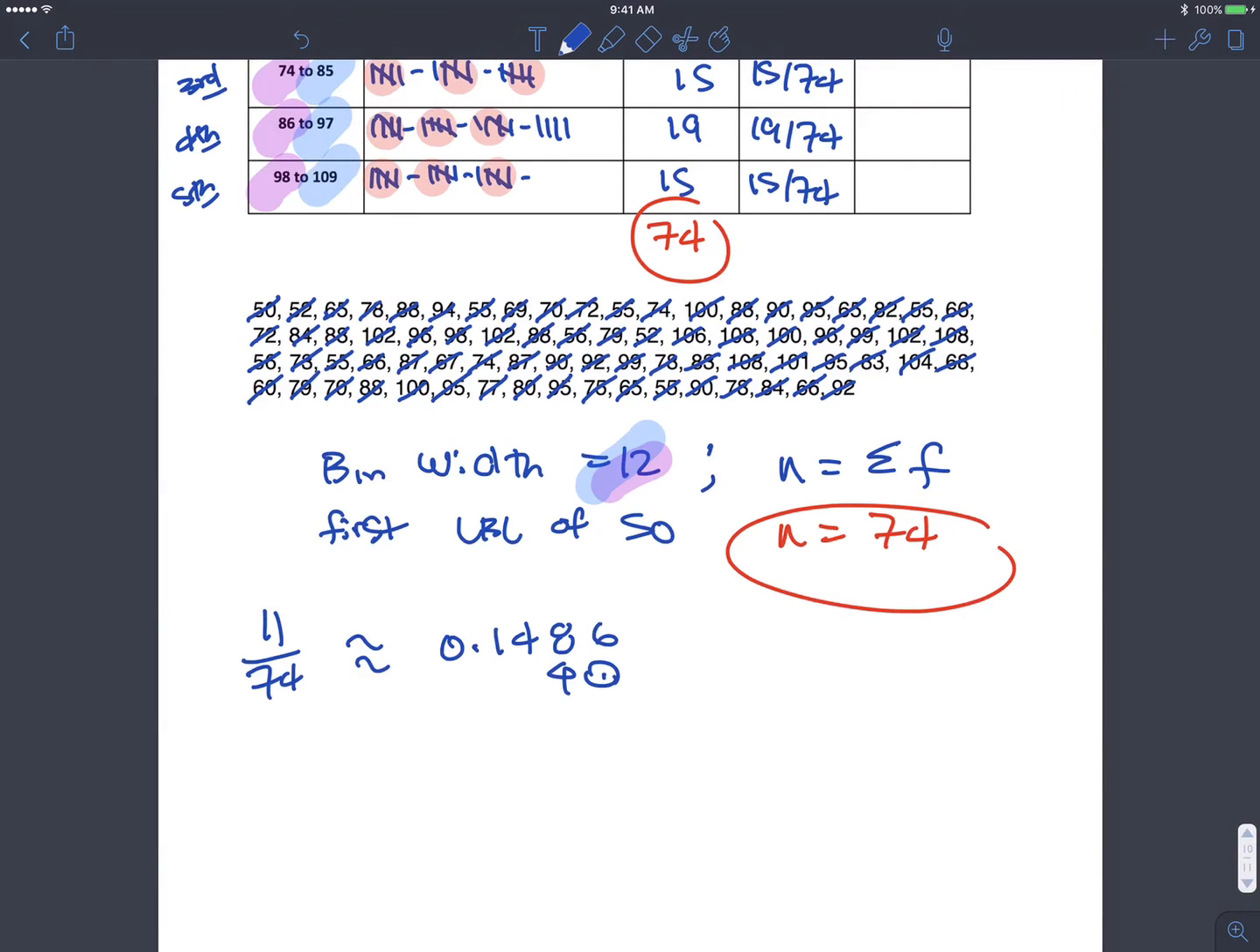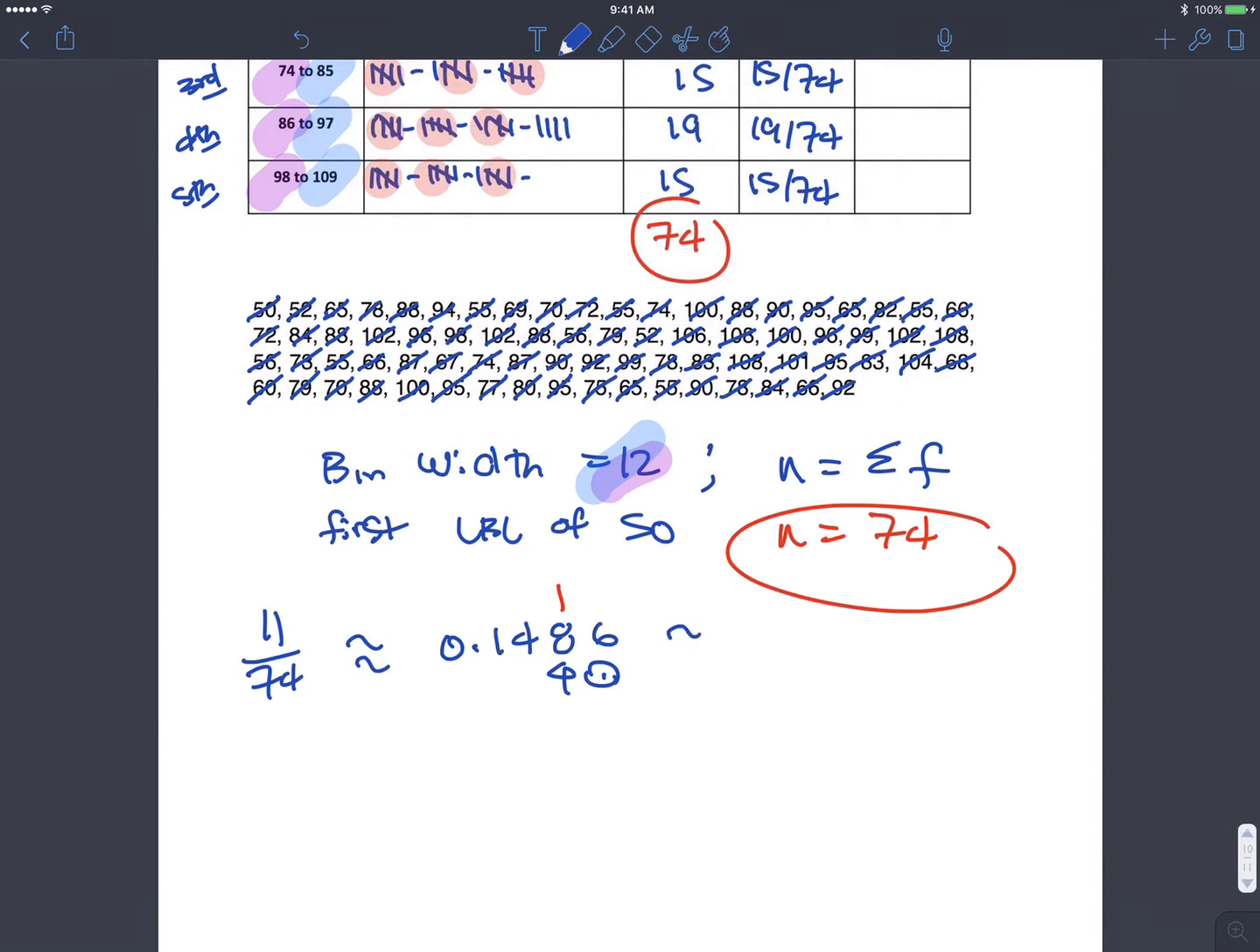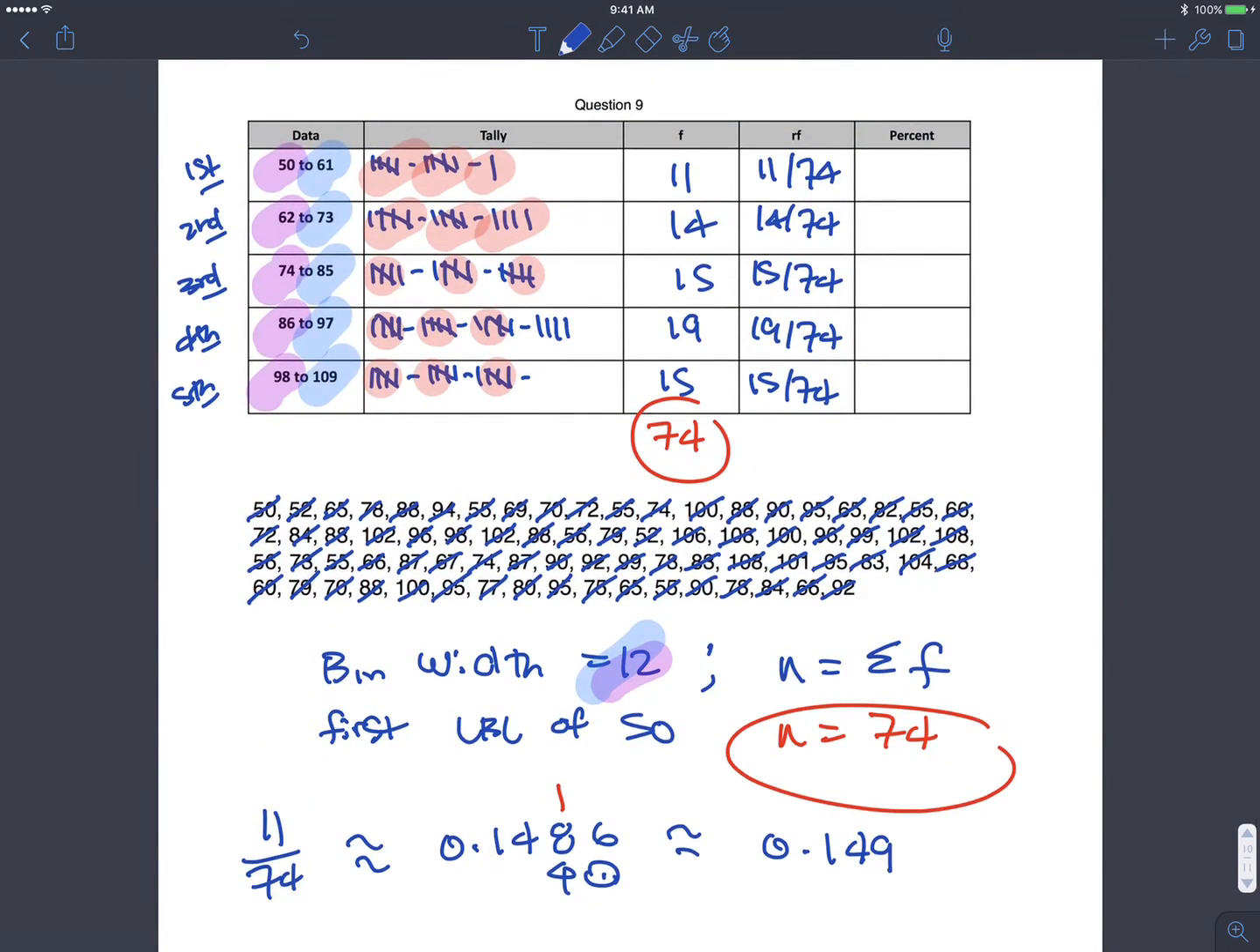Approximate your relative frequency to the nearest thousandth. The 6 means I have to add 1 to the 8, and so we get approximately 0.149. 0.149. 14.9. Again, these are percents. 14 out of 74.